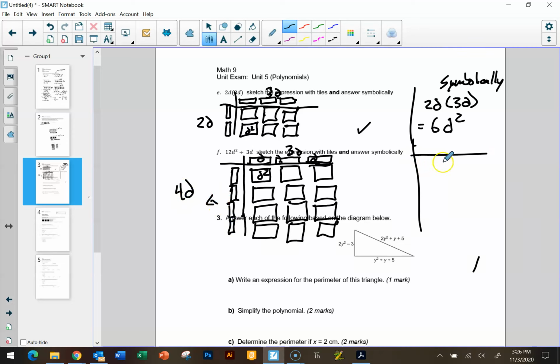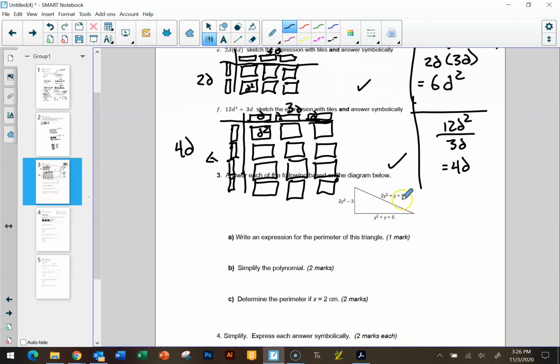And if we do it symbolically, 12d squared divided by 3d, and 12 divided by 3 equals a positive 4, and d squared divided by d equals d, which is exactly what we had over here. So that one checks out as well. You're probably going to see tougher questions than this on the exam, but not tougher than what you saw in the assignment or the textbook questions.